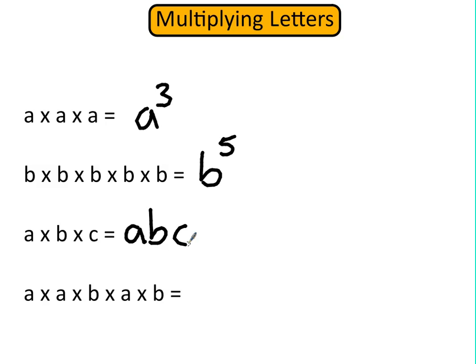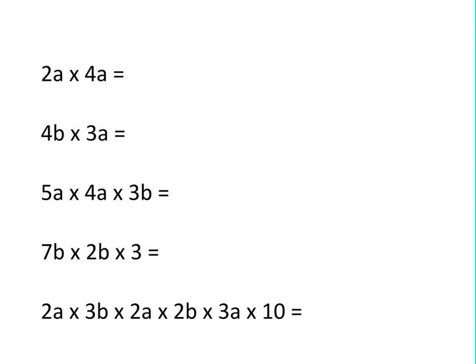Now, in the final question, you count up the number of a's timesing together. That's going to be a cubed, and then you times that by the number of b's timesing together, which of course is 2, so it's b squared. In these types of questions, do the numbers separately first and then do each of the letters. So 2 times 4 is 8. a times a is a squared. So the answer is 8a squared.